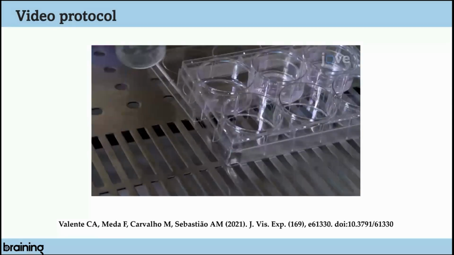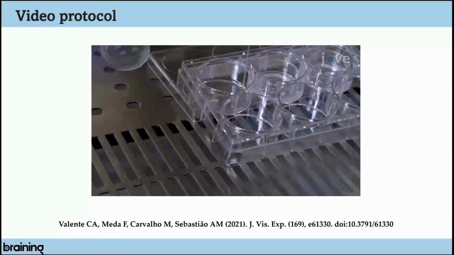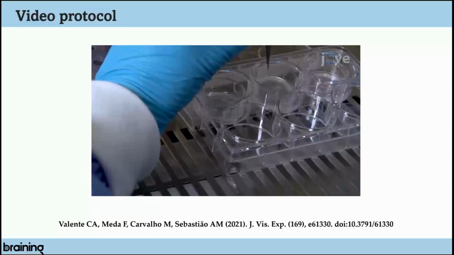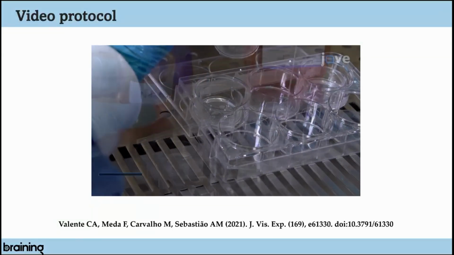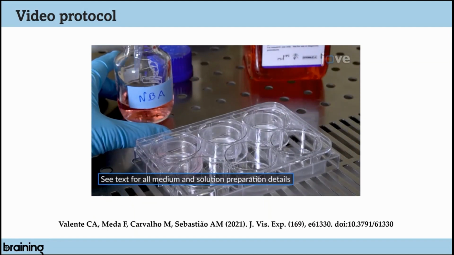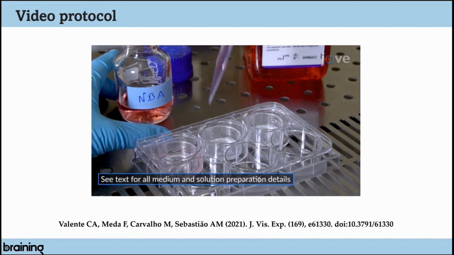Change the medium every 2 to 3 days. Use forceps to lift the insert. Aspirate the medium from the corresponding well and place the insert back in place. Use a P1000 pipette to add 1 milliliter of fresh 37 degrees Celsius medium to each well.